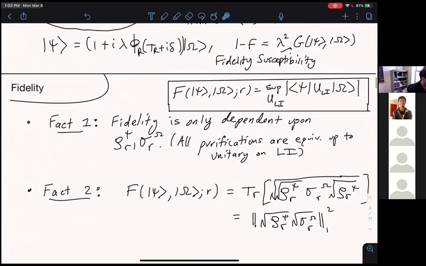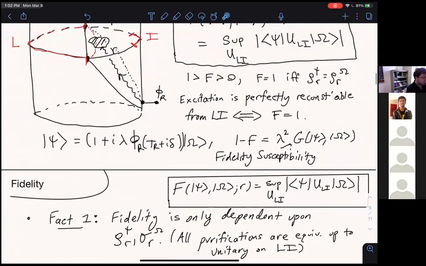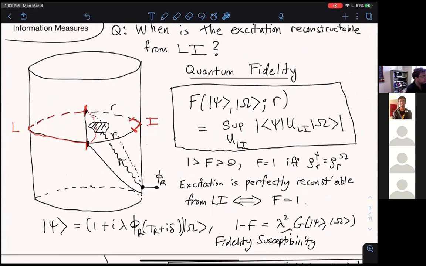Sorry, quick question. Yeah, Adam. I think I'm confused about something very simple. If you scroll up a little bit. Yeah. So you're saying that the excitation is perfectly reconstructible from Li if and only if the reduced density matrix on little r. Yes, on r. Little r. Never mind. Okay, sorry. Little r. Okay, thanks so much.